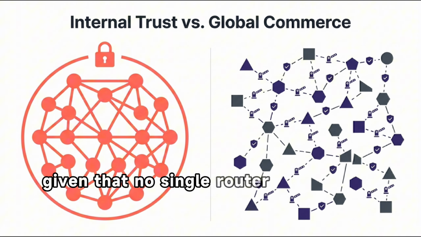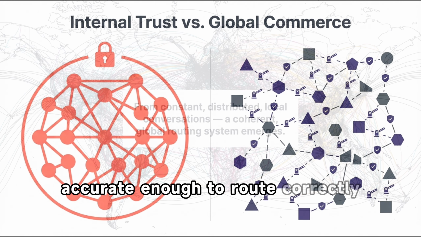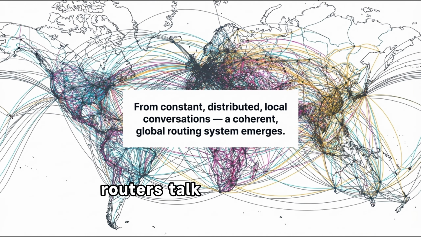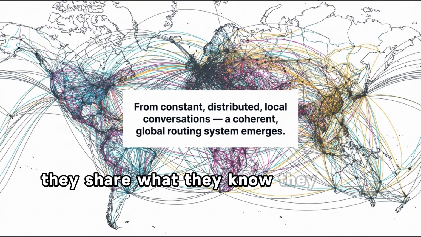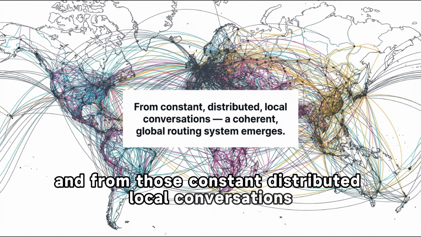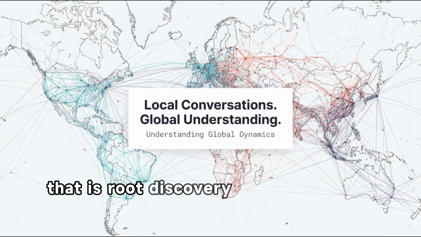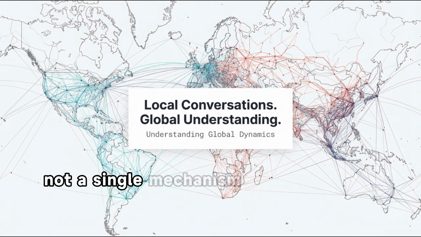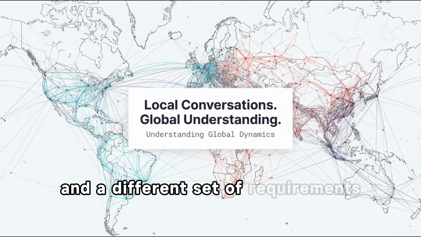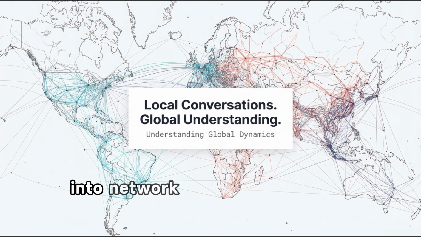Given that no single router can see the whole network, how do you collectively build a picture accurate enough to route correctly? The answer, in every case, is communication. Routers talk to each other. They share what they know, they update what they believe, and from those constant, distributed, local conversations, a coherent global routing system emerges. That is route discovery and propagation. Not a single mechanism, but a family of approaches, each suited to a different scale and a different set of requirements, all solving the same essential problem of turning local knowledge into network-wide understanding.